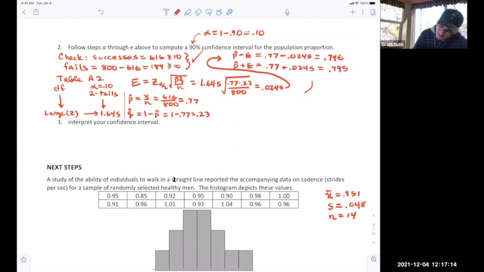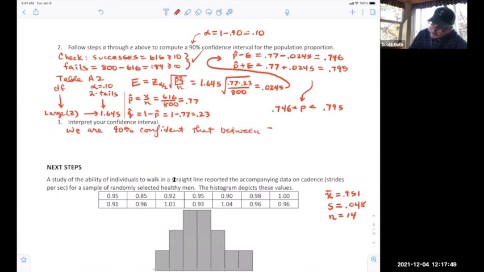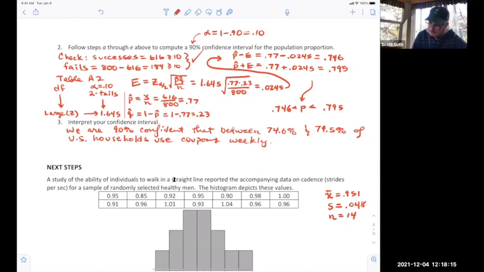Okay. And then we can just go ahead and put down the confidence interval. We don't know the population proportion. It should be between these two numbers, that is 0.746 and 0.795. And again, this is proportions of people that use coupons. So we can say we're 90% confident that between 74.6% and 79.5% of U.S. households use coupons weekly. There you go.